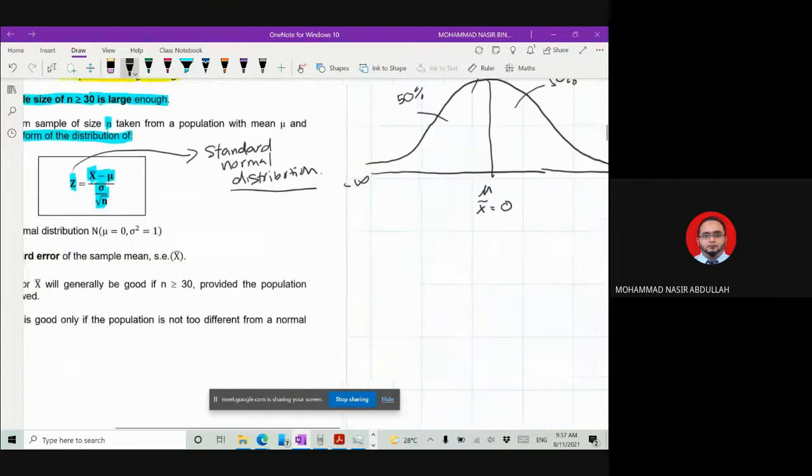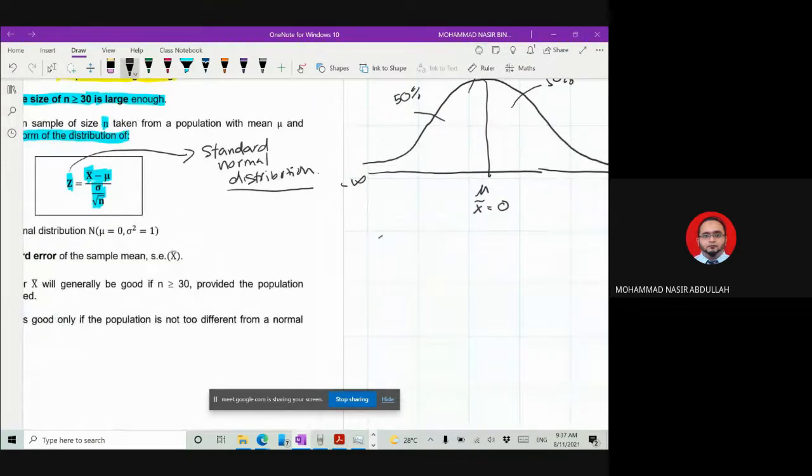So that's why for the standard normal distribution, Z has a standard normal distribution when the mean mu is equal to 0 and the variance is equal to 1. And this is Z.